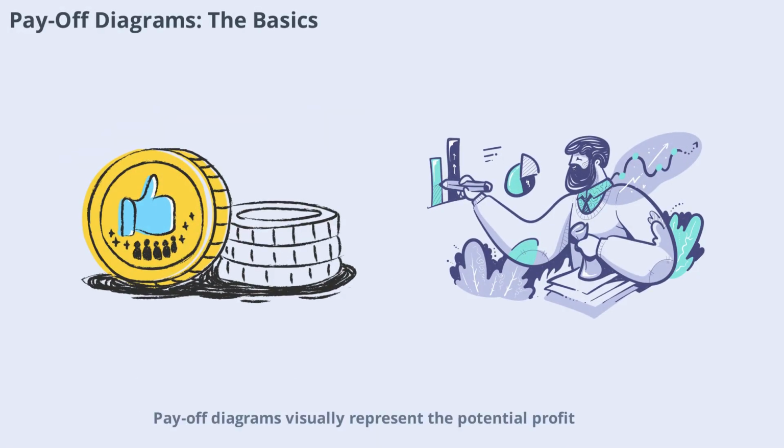Payoff diagrams visually represent the potential profit or loss from an option position at expiration. For a long option position, the maximum loss is limited to the premium paid, while the profit potential depends on how far the underlying price moves in your favor. For a short option position, the maximum gain is the premium received, but losses can be unlimited. Understanding payoff diagrams is crucial for managing risk and planning strategy.